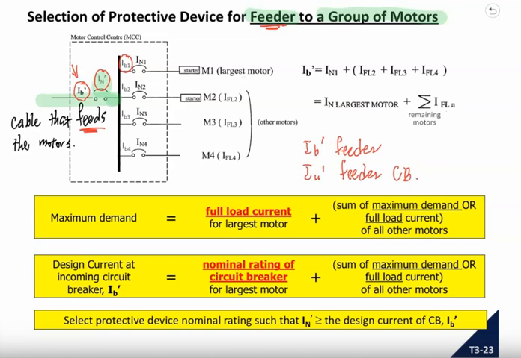All right, so nothing new to you if we are interested in the maximum demand of this group of motors, right? Basically, it will be just all the full load current. So this is the expression. It is basically just the full load current of the largest motor plus the rest. Okay, quite intuitive.